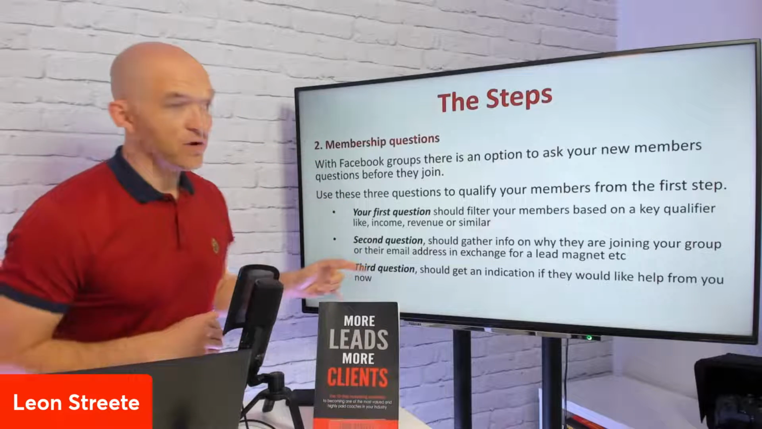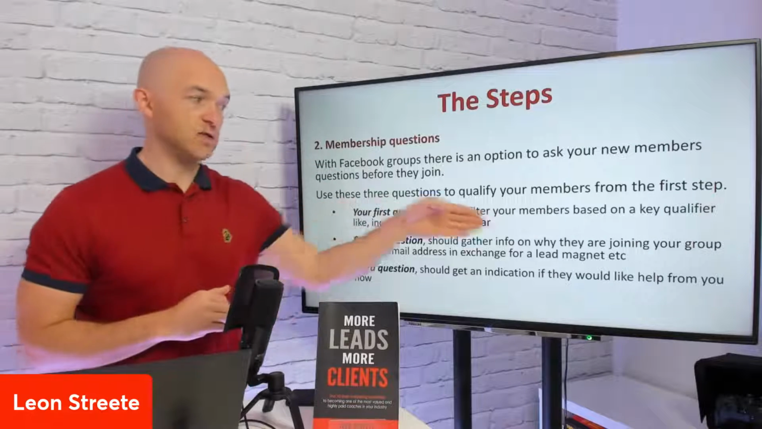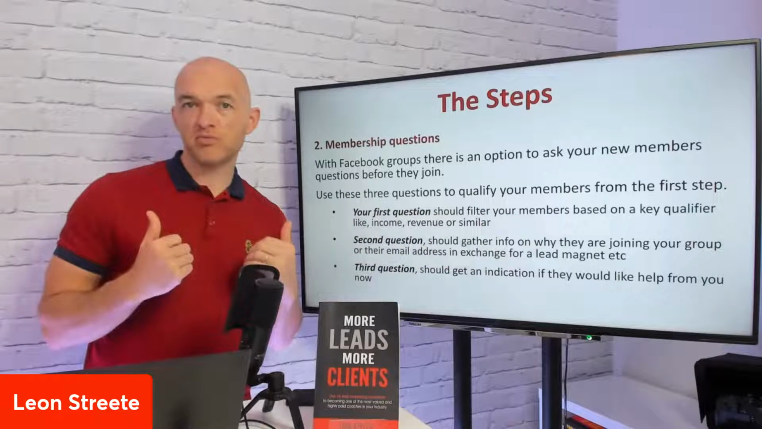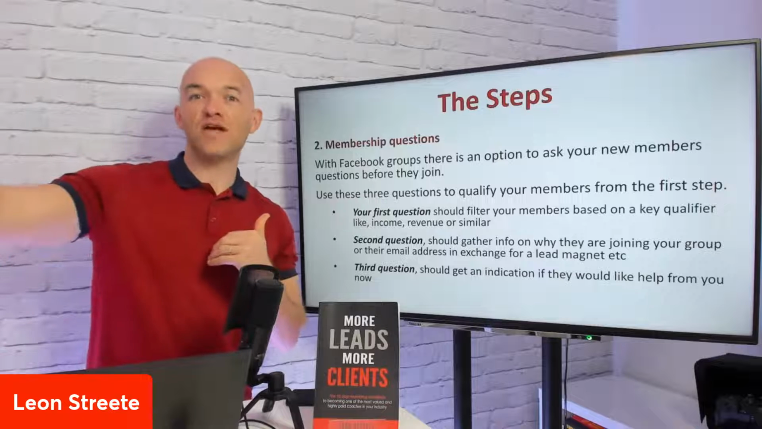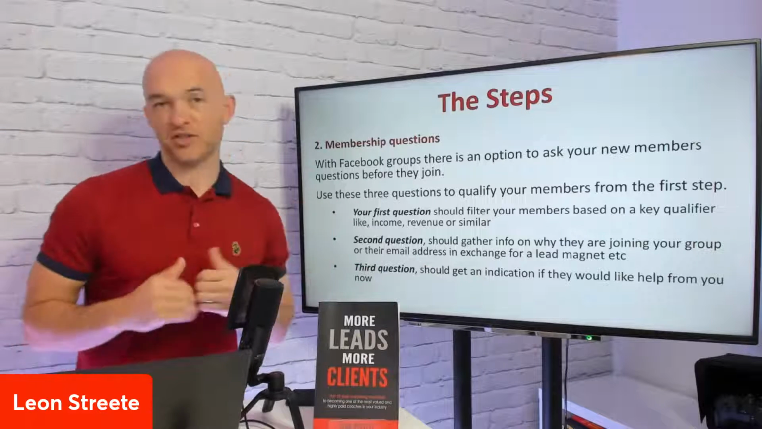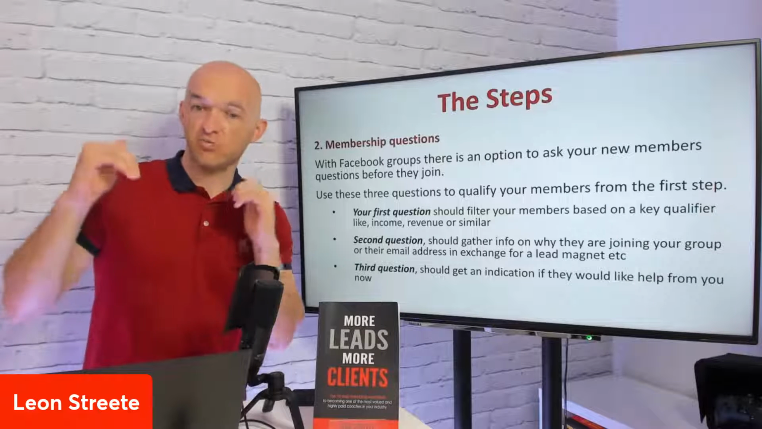From those three questions, you can see I've qualified based on something important to me in my business. I understand more about the problem that they have, so I can offer them more value in training once they're in the group, because I know exactly what they've come for. And the third question gives me an indication if somebody is interested in help right now.